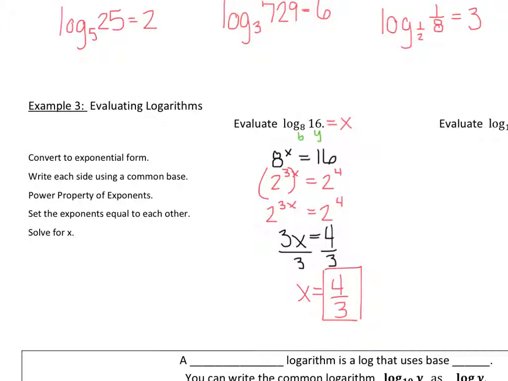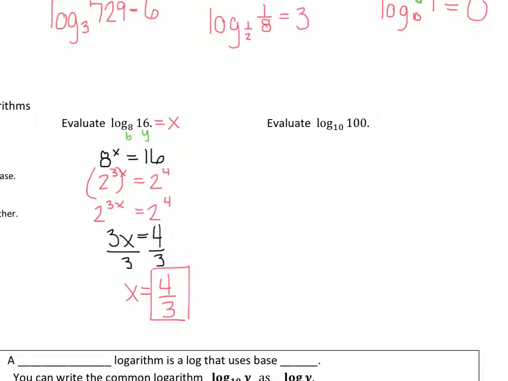Let's try it again with another one just to make sure we got this. So we're going to write it in exponential form. So here's our b, here's our y, and it's going to equal x. So b to the x equals y. So 10 to the x equals 100.